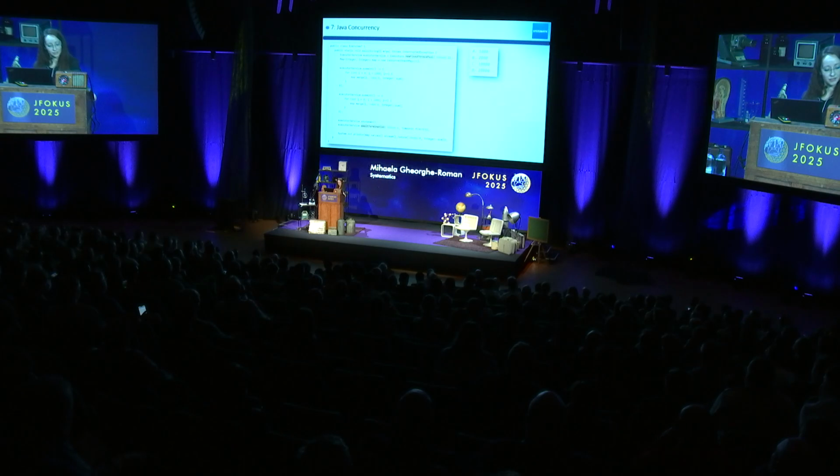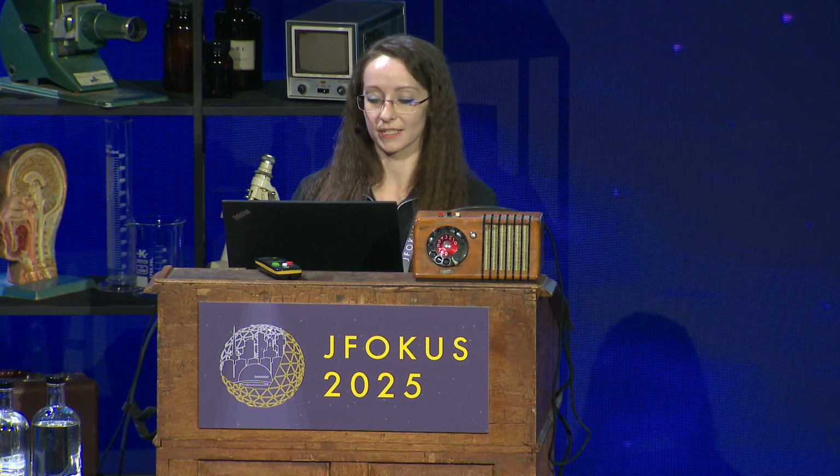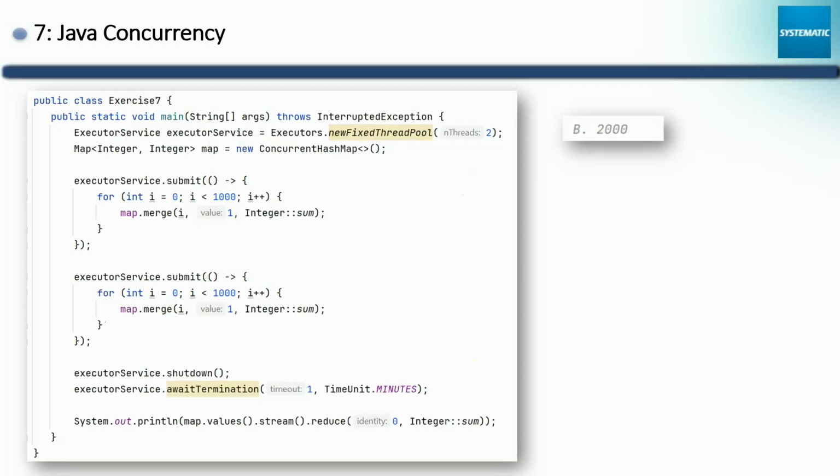OK, B has the most votes. And B was indeed the correct answer. So those of you that selected this, you're right. Here, we should reflect carefully on the atomicity of the merge operation. That was the tricky part over here. I used the merge method, and obviously, the behavior of concurrent hash map under concurrent updates.